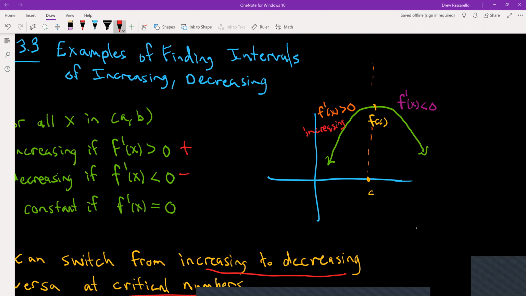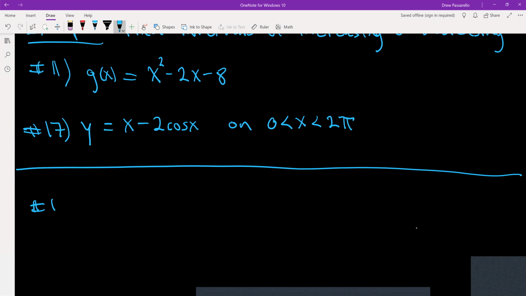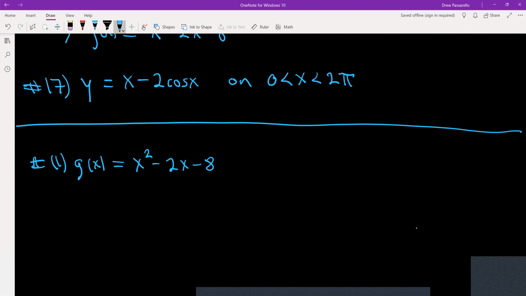Here are two examples I'm going to work out, and we're going to find intervals of increasing and decreasing. So for number 11, I'm going to invoke this strategy. I need to find the derivative, determine the critical numbers, and then I'll talk about forming the intervals. So I need to first find its derivative, g prime of x.